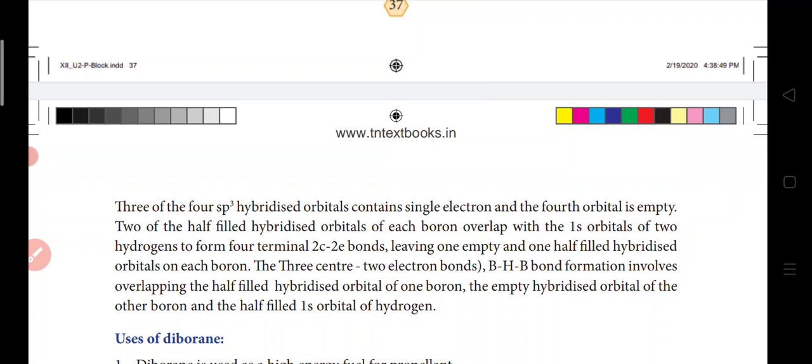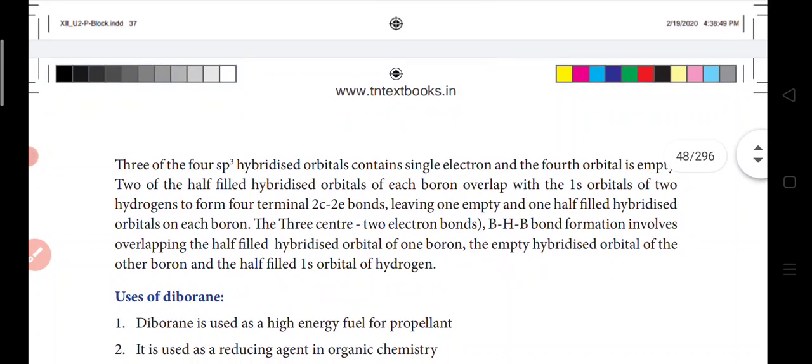So 2 of the half-filled hybridized orbitals of each boron overlap with the 1s orbitals of 2 hydrogens of the 4 terminal 2c-2 electron bonds, leaving one empty and one half-filled hybridized orbital on each boron. So the 3 centered 2 electron bonds, that is BHB bond formation, involves overlapping of the half-filled hybridized orbital of one boron and the empty hybridized orbital of the other boron and the half-filled 1s orbital of hydrogen.